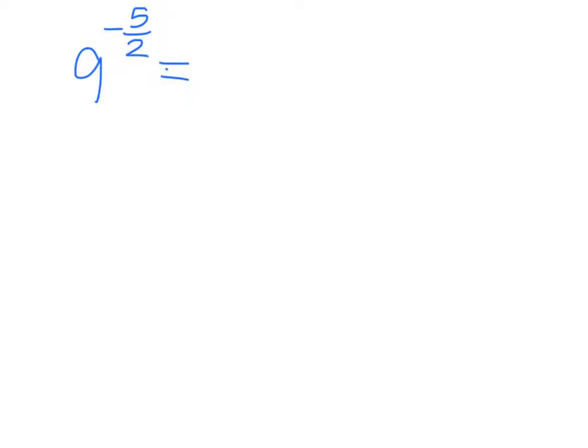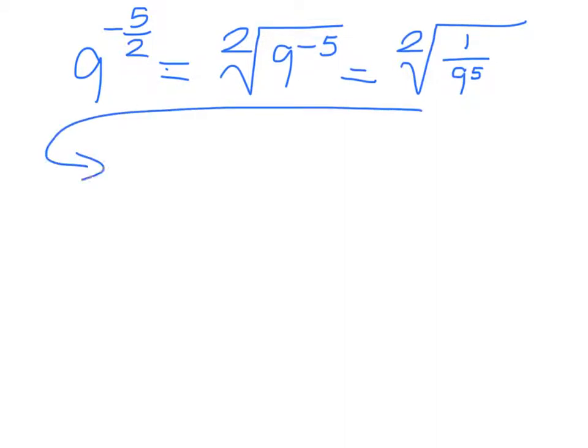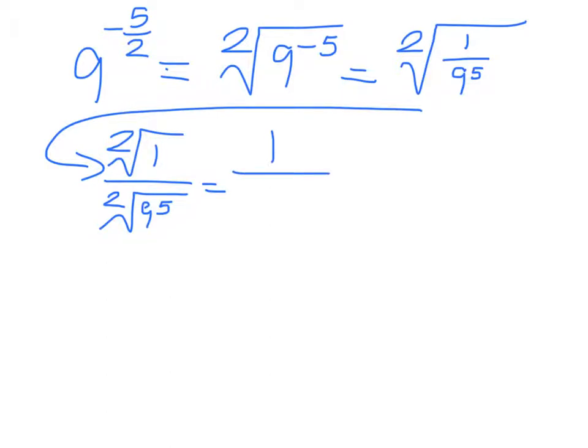So I'm going to set that equal to the second root of 9 to the negative 5. Now, I'm going to think about that. Maybe I'll go ahead and get rid of the negative. So I'll take the second root of 1 over 9 to the 5th. I'll bring that over here and I'll split it into some parts. So I'll say the second root of 1 over the second root of 9 to the 5th. I know that the second root of 1 is just 1, so I'm going to write that out: 1 over the second root of 9 to the 5th.